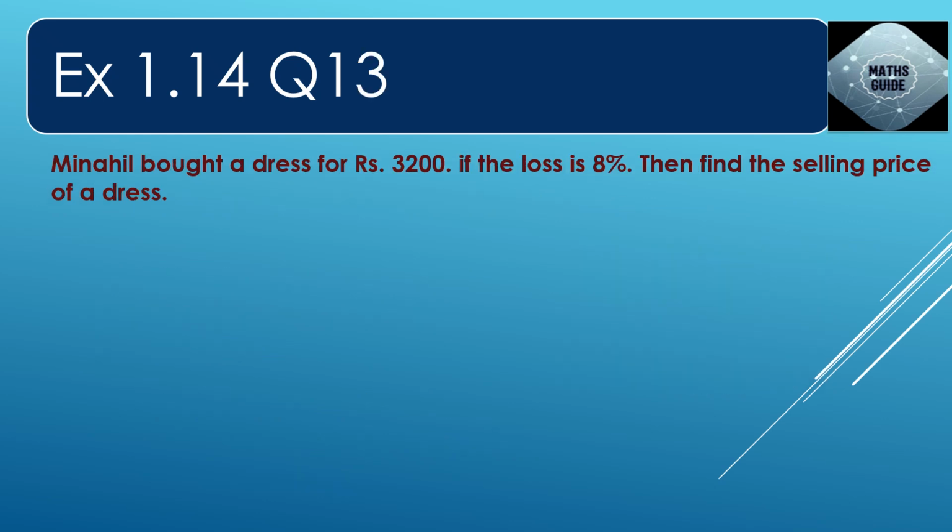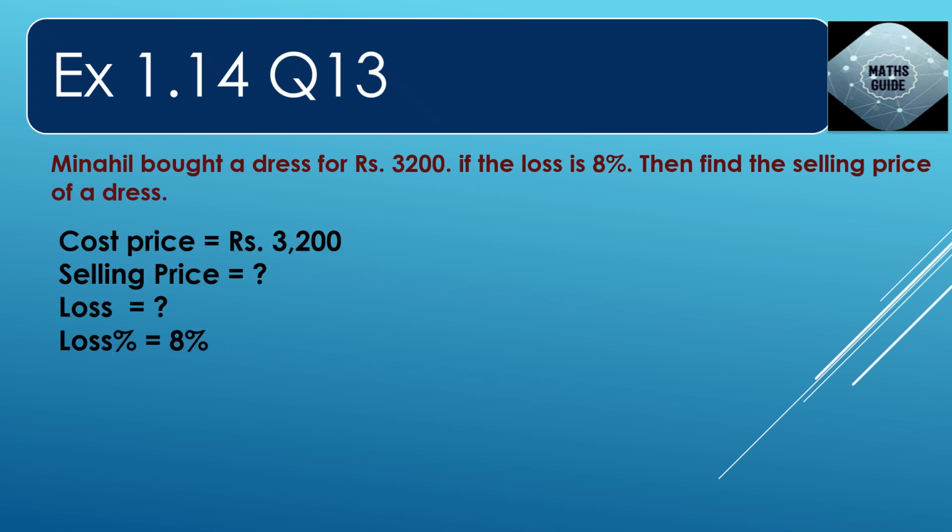Now question number 13 of exercise 1.14. Minahil bought a dress for rupees 3,200. If the loss is 8%, then find out the selling price of the dress. Here we have been given the cost price, and Minahil had a loss of 8%. We have to first of all find out the amount of loss, and then we have to find out the selling price. Cost price is 3,200, selling price is not known, loss is also not known, but we have been given the loss percentage. Now from this loss percentage we can easily find the amount of loss.